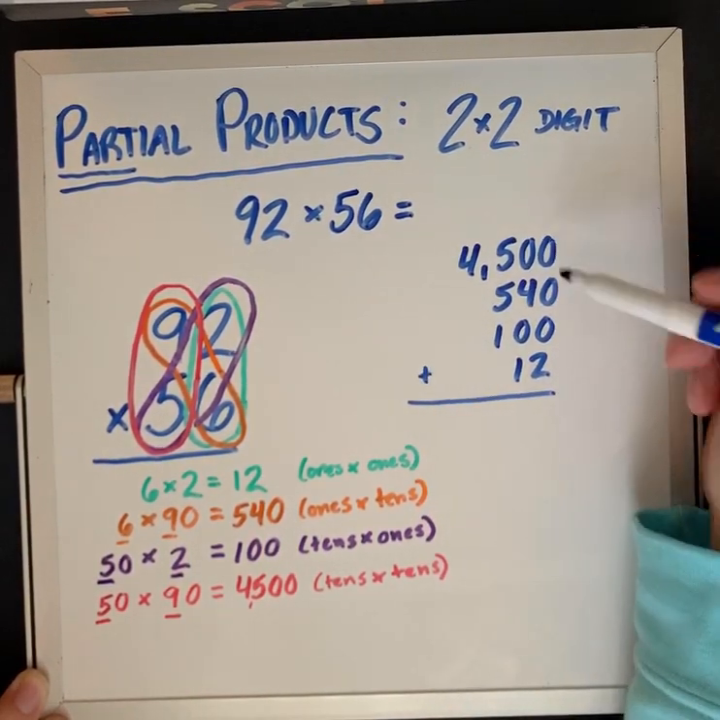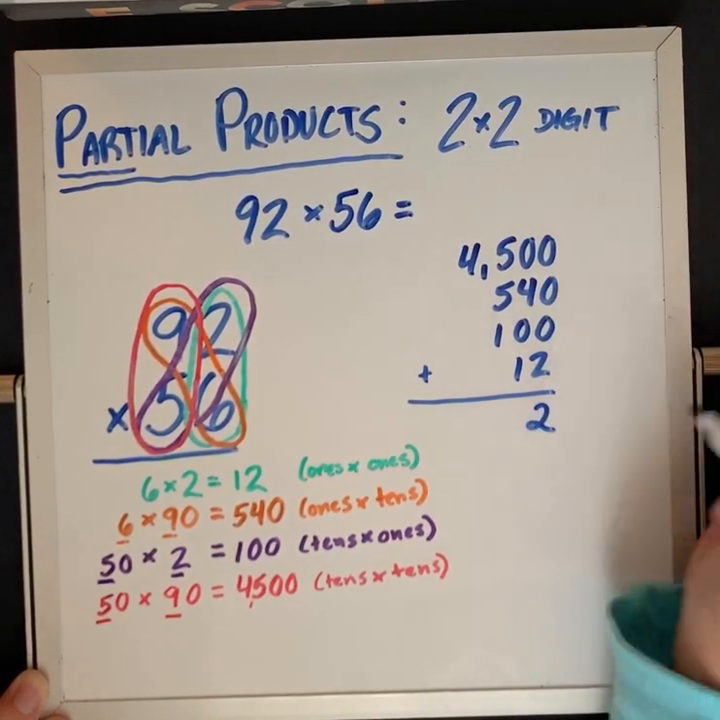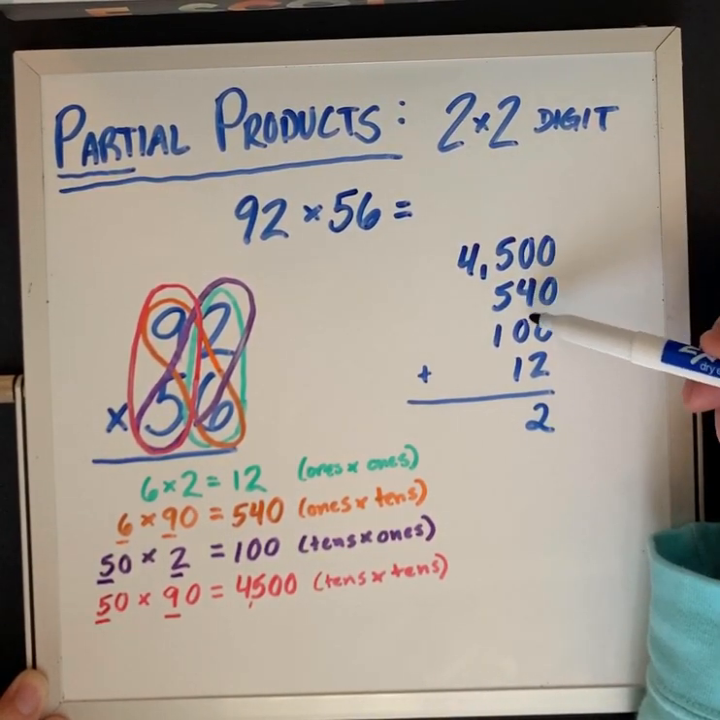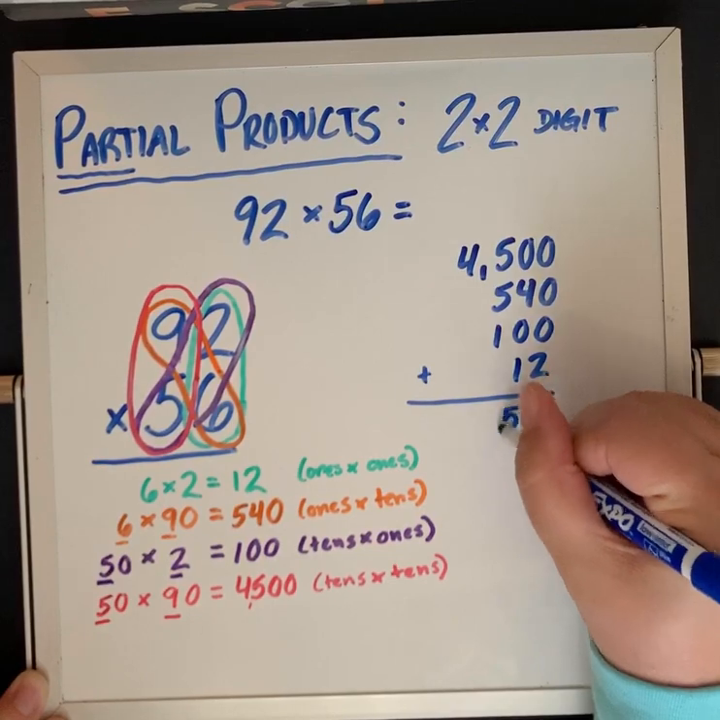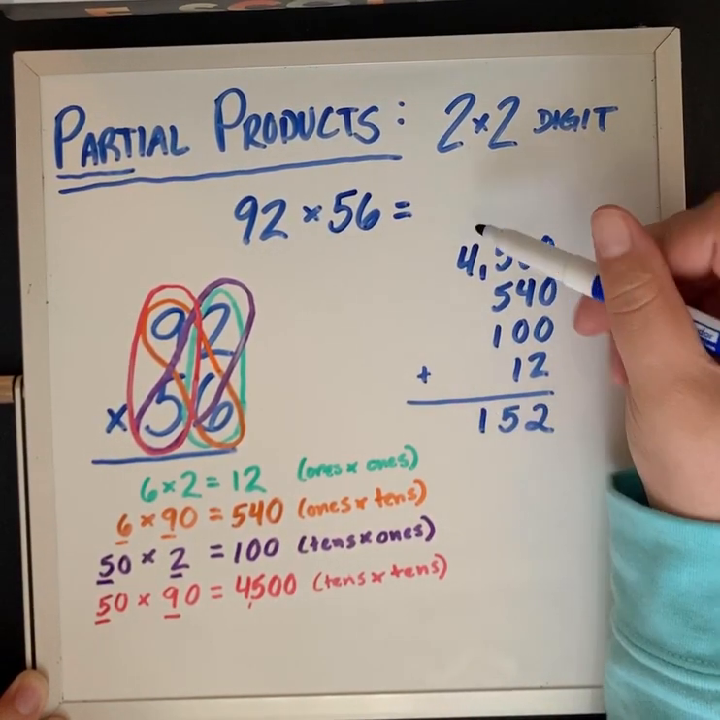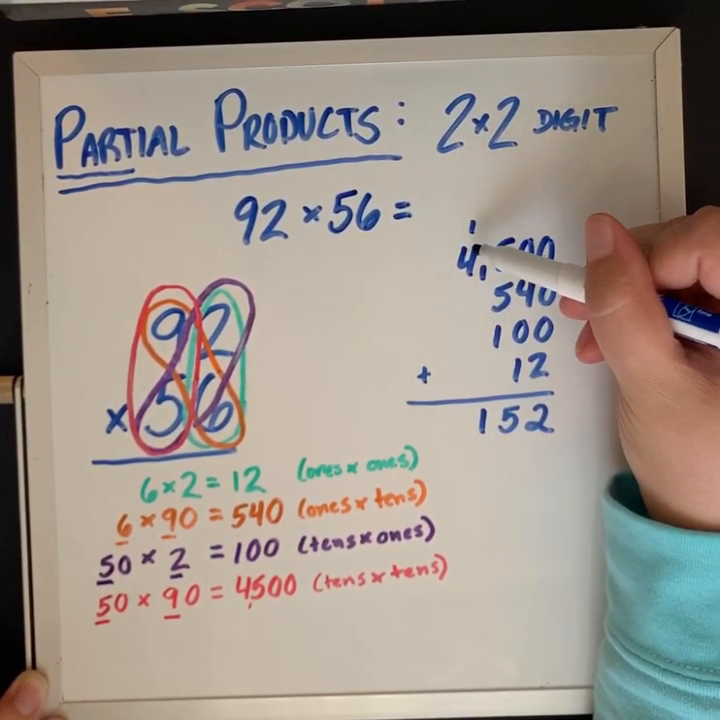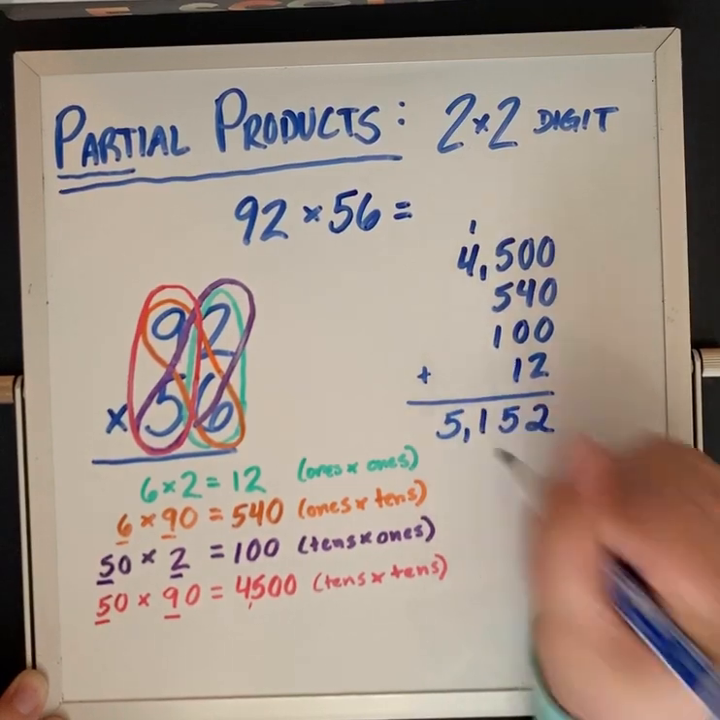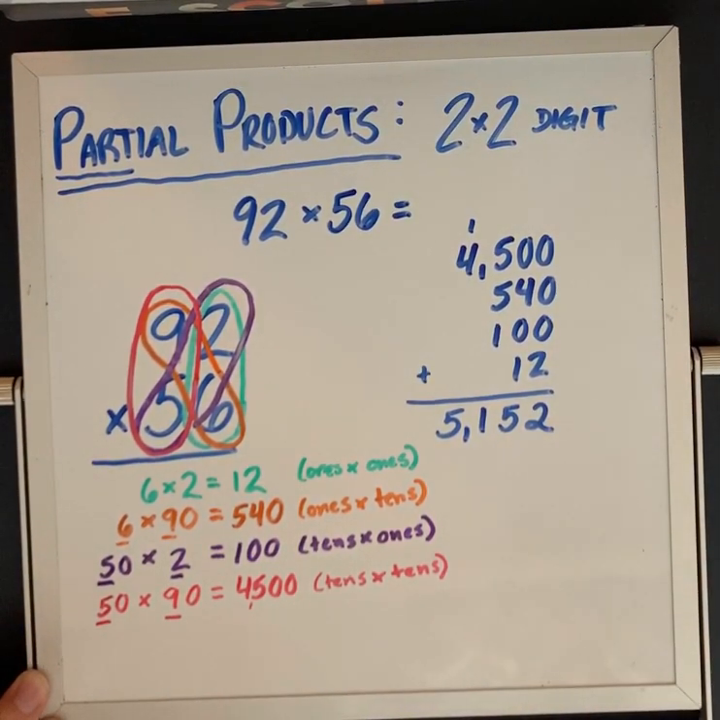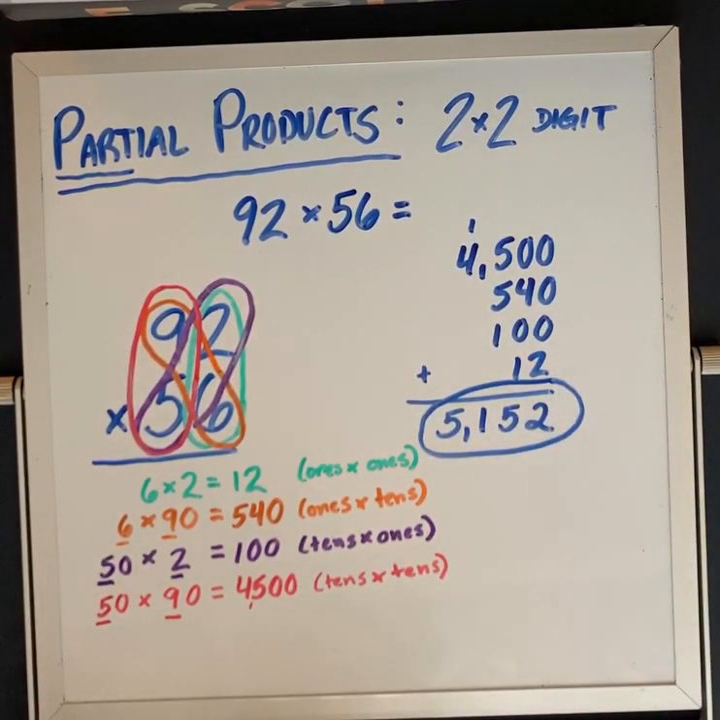When I add all these together, I have to start with my ones place. 0 plus 0 plus 0 plus 2 equals 2. 0 plus 4 plus 0 plus 1 equals 5. 5 plus 5 plus 1 equals 11. Make sure we kick that 10 over here. And 4 plus 1 equals 5. So our final product for 92 times 56 is 5,152 using our partial products strategy.